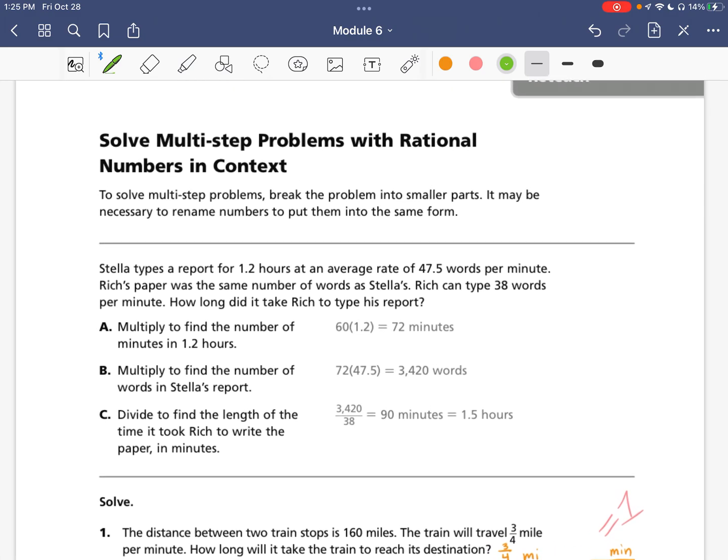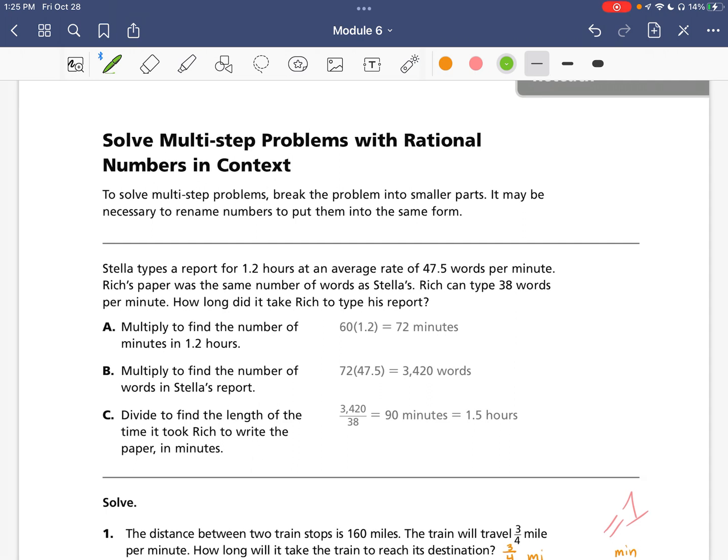So to solve multi-step problems, break the problem into smaller parts. It may be necessary to rename numbers to put them into the same form. So like maybe change units from hours to minutes, miles to feet. That's what they mean by rename numbers.